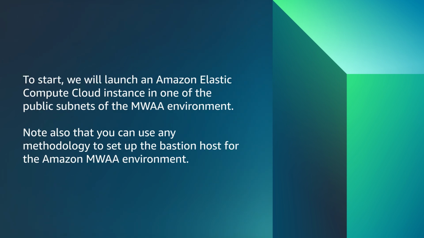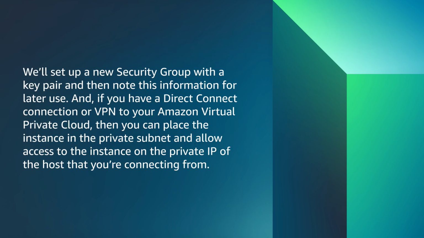To start, we will launch an Amazon Elastic Compute Cloud instance in one of the public subnets of the MWAA environment. Note also that you can use any methodology to set up the Bastion host for the Amazon MWAA environment. We'll set up a new security group with a key pair and then note this information for later use.